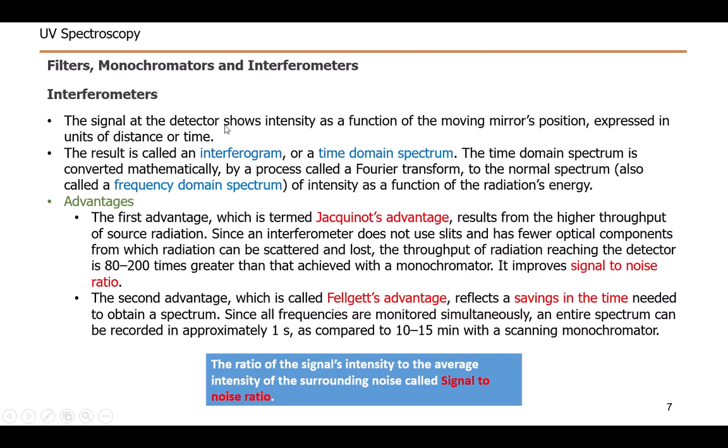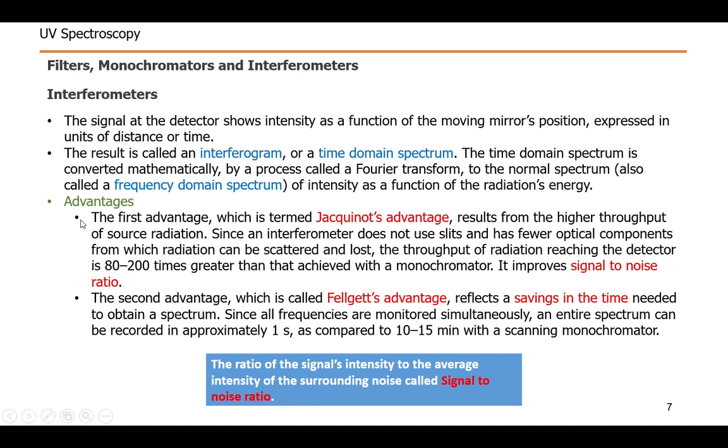The signals at the detector show intensity as a function of movement of the moving mirror. Moving mirror position is expressed in units of distance or time, and the detector shows the intensity of the radiations as a function of these units, distance or time. The result is called an interferogram, also called a time domain spectrum. The time domain spectrum is converted mathematically by a process called a Fourier transform to a normal spectrum, which is then called a frequency domain spectrum. It is intensity as a function of radiation's energy.